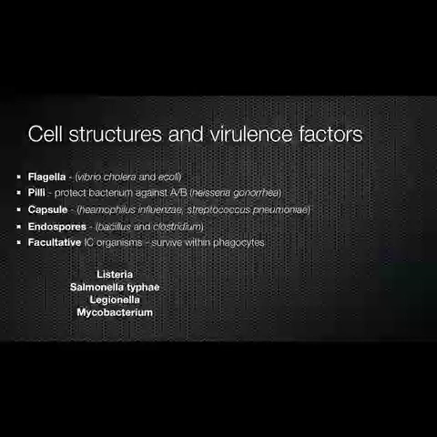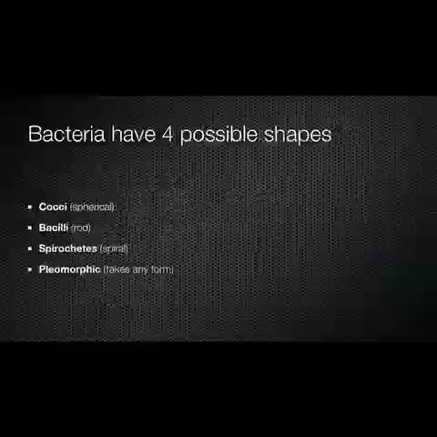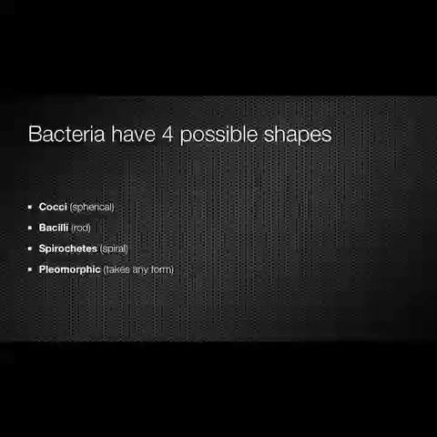Cool. So now we're going to move on to the overview section of the podcast. Think of bacteria as having four possible shapes. They can be spherical, in which case they're called cocci. They can be rod-shaped, in which case they're called bacilli. They can be spirals, in which case they're called spirochetes. And they can take any type of form, in which case they're termed pleomorphic.